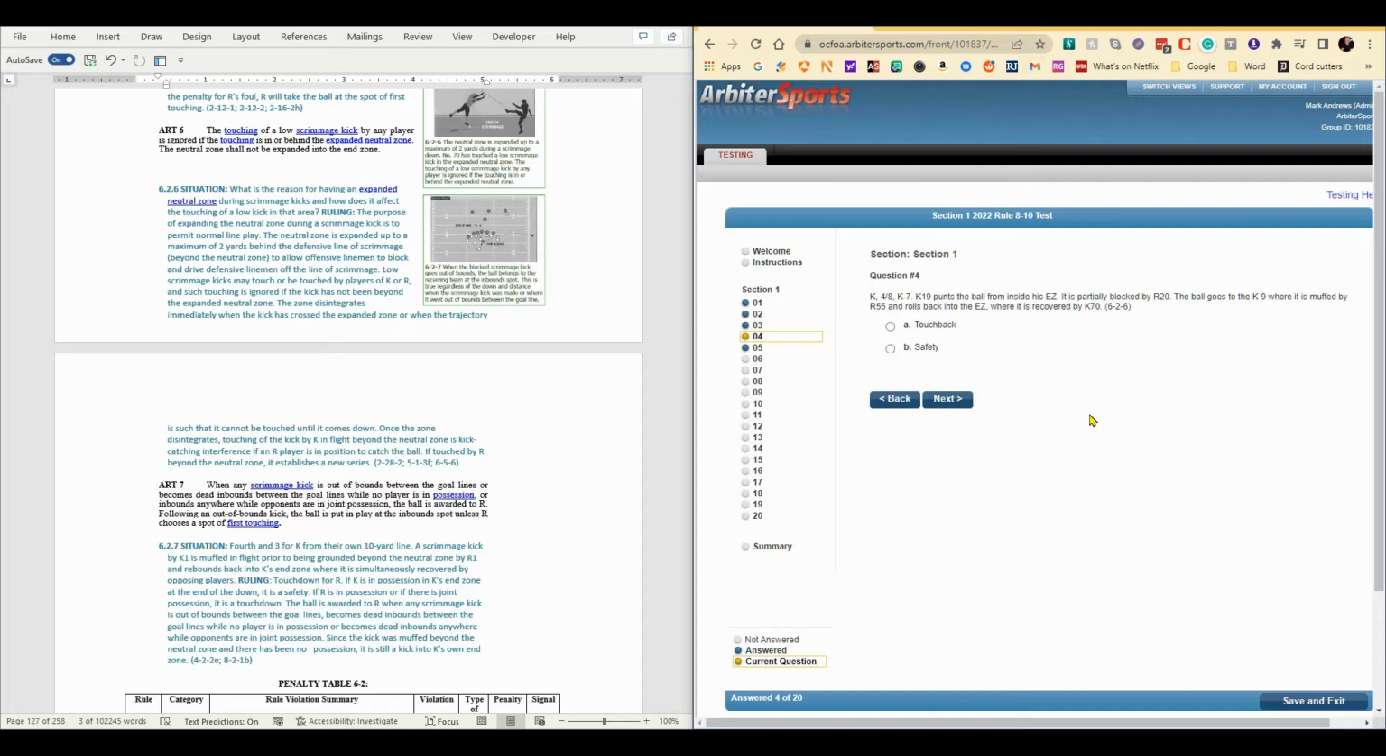So this is a safety only because both of those touchings are ignored, and therefore it is K's kick that put the ball into the end zone. So it is a safety, but if this guy had touched the ball or muffed the ball at the K10 all the way back, and then it got into the end zone and K recovered, it would be a touchback. I hope you all understand the difference. I don't like this question a lot, so I'm hoping I explained it correctly. So the answer is B, safety, but most of the time it would be a touchback.